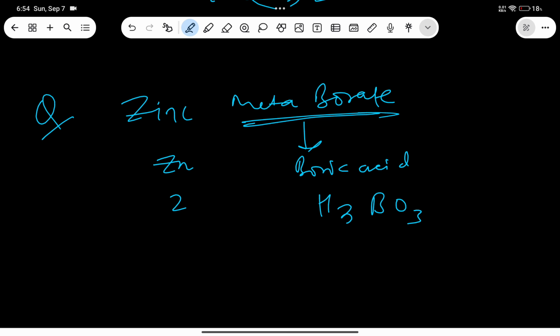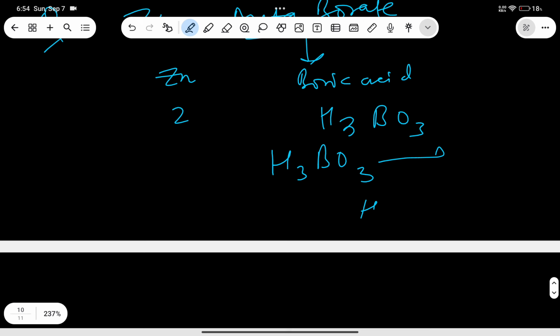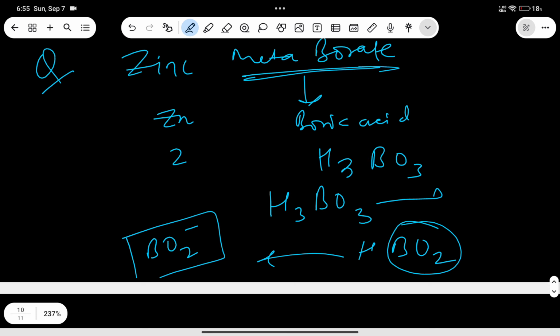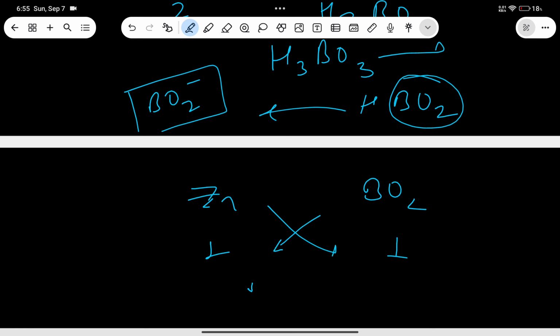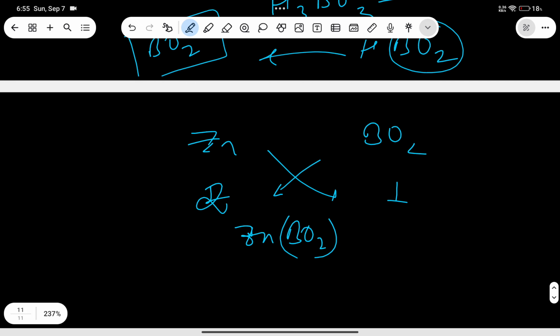Yes, it was. Boric acid is H3BO3. Now from H3BO3, we have to form the meta form. So removing one water from it, we'll just get HBO2. Basically we have to form the meta form, so the anion will be BO2 minus. That is what we need. And then zinc has valency 2, BO2 minus 1, so crisscross, we get Zn(BO2)2.